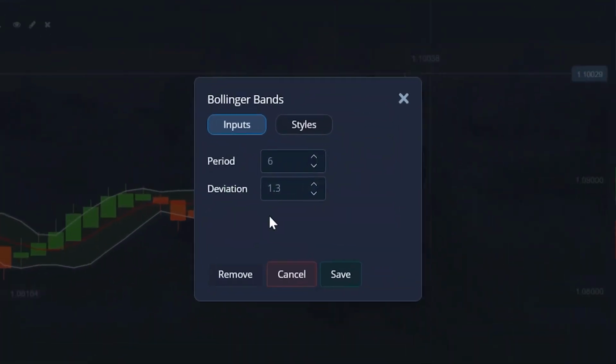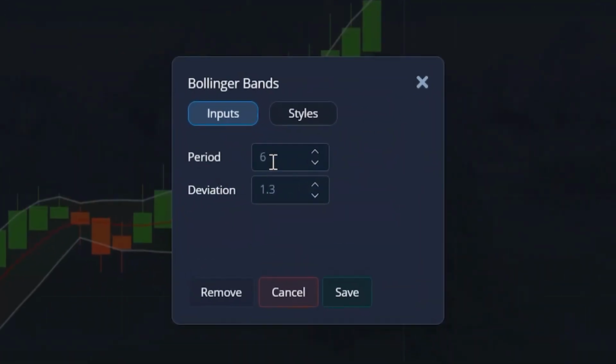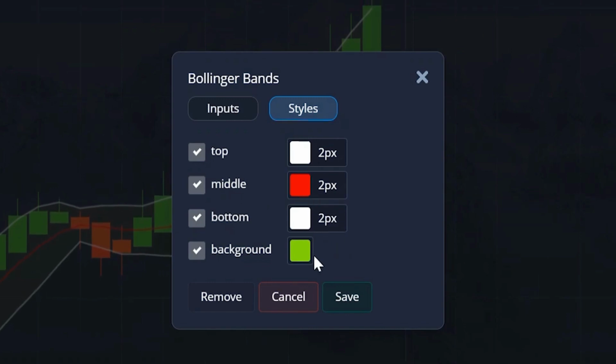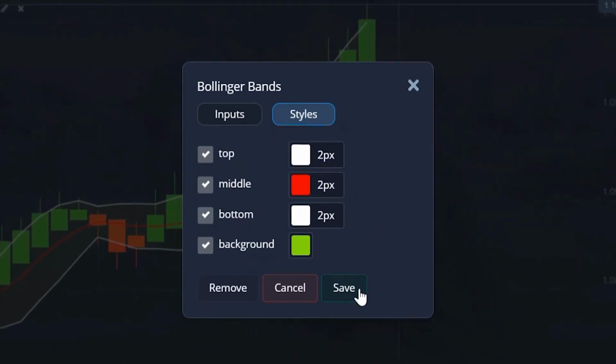On the period right here I use 6. The deviation is 1.3. On the style part here, I make sure I take all my lines, I make use of two white colors, the middle color is red, and the background is green, of course. And then when you're done, you hit save.